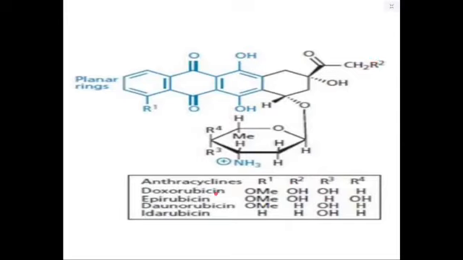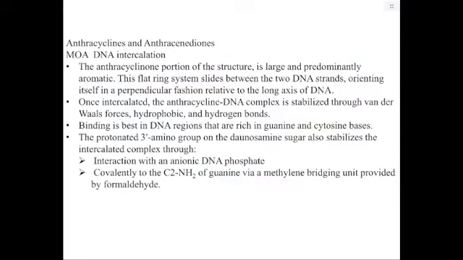epirubicin, they are epimers of each other. So the only difference is in their position R3. So the daunorubicin and idarubicin have a methyl group there, whereas doxorubicin and epirubicin have a hydroxymethyl group. So those are the main anthracyclines. So how do they undergo intercalation?